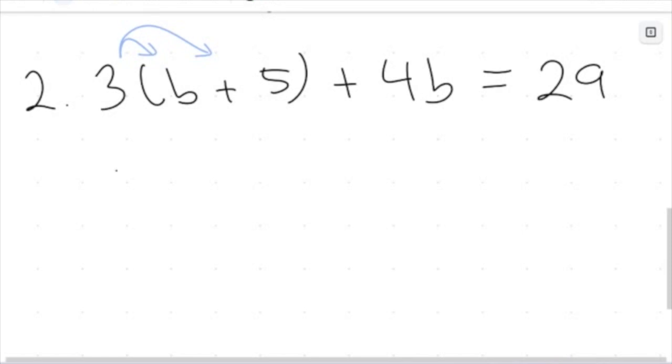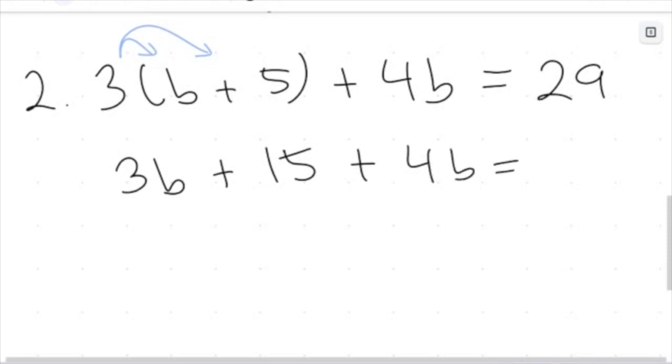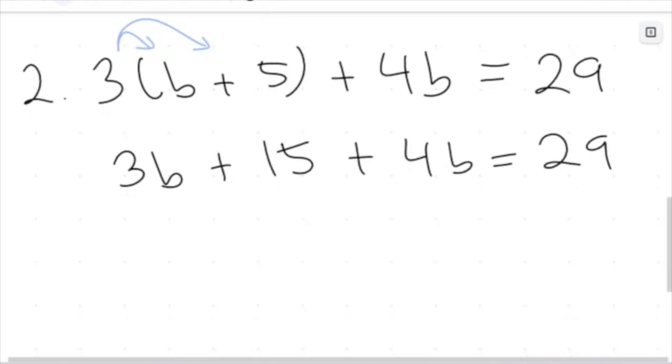So I'm going to get 3b, because 3 times b gives me 3b, plus 3 times 5 gives me 15. And to that, I'm adding 4b, and that gives me 29. Okay, so what I want to do here, I can see I've kind of got an equation that I'm used to, but there's this extra term which is a little bit weird here. I'm not used to this. But we can see that I have here 4b. I also have 3b here.